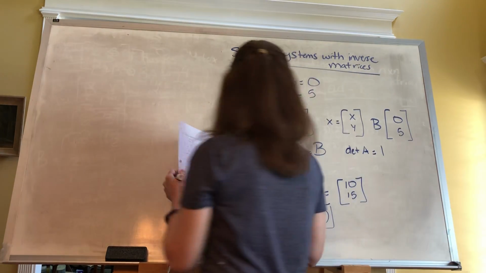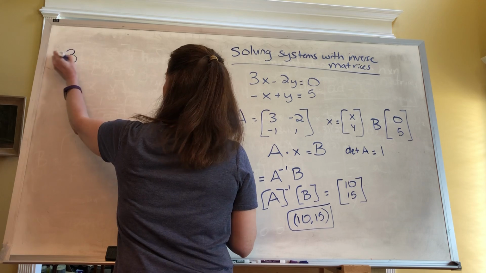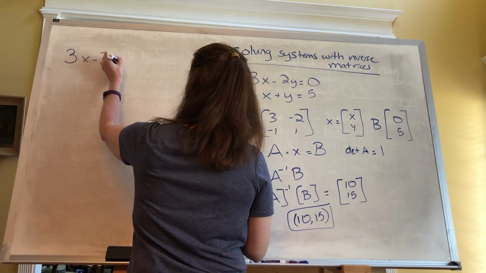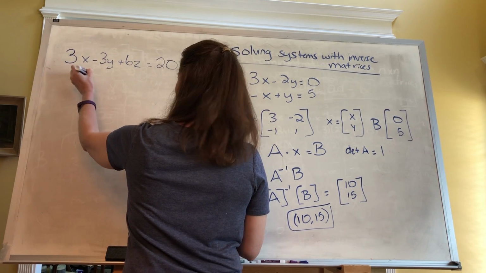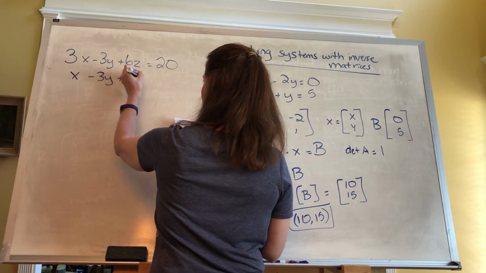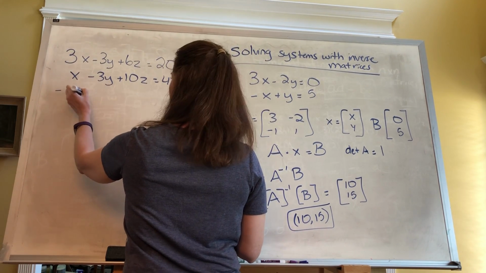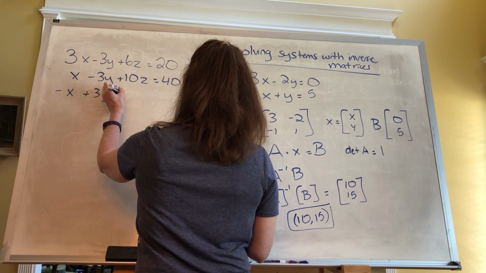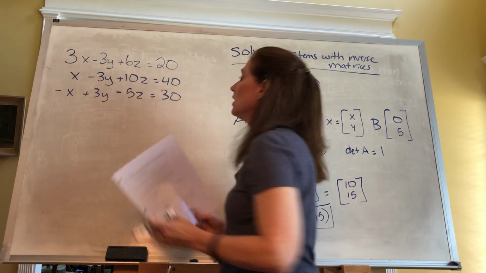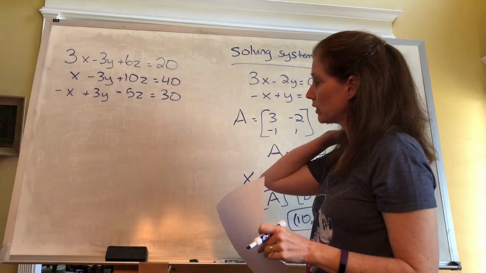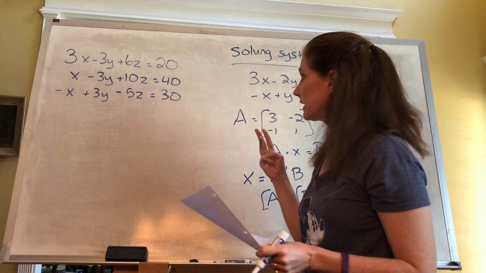All right, that was just x and y, what if we throw in z? So we have 3x minus 3y plus 6z equals 20. X minus 3y plus 10z equals 40. And negative x plus 3y minus 5z equals 30. Alright, so there's my system of equations. We have 3 unknowns. We need to find out what x, y, and z are.